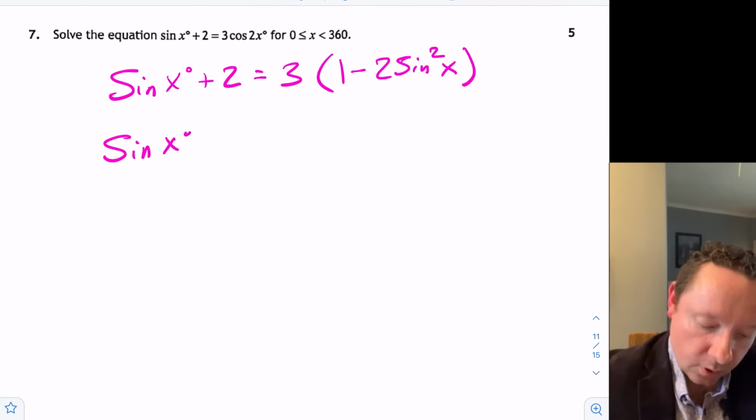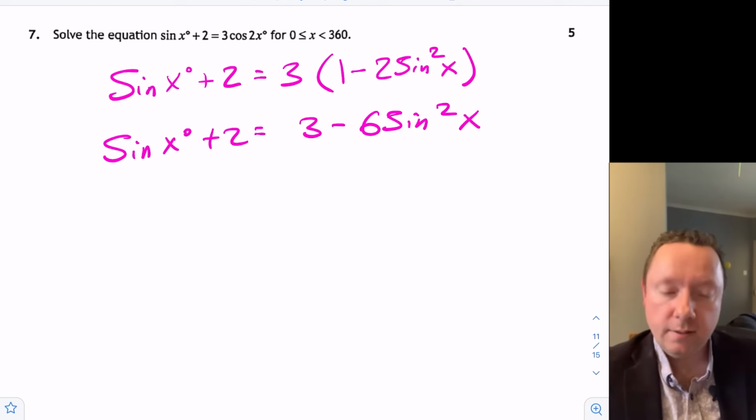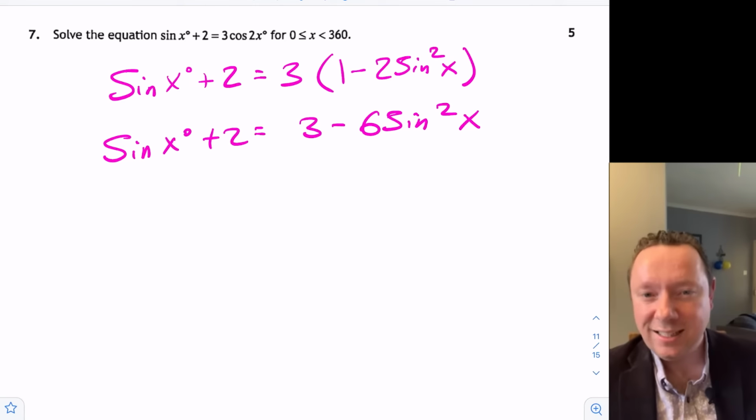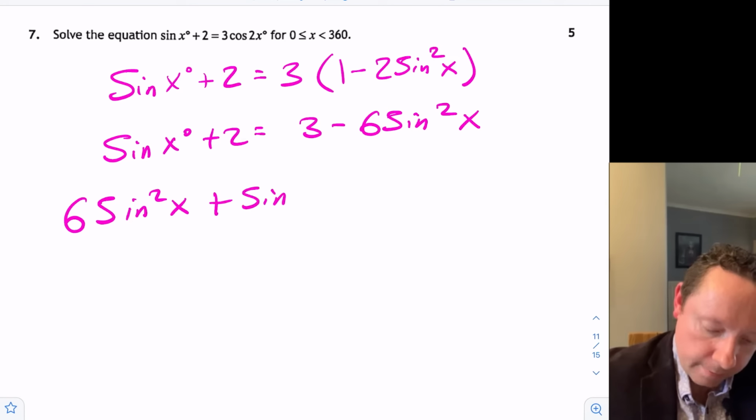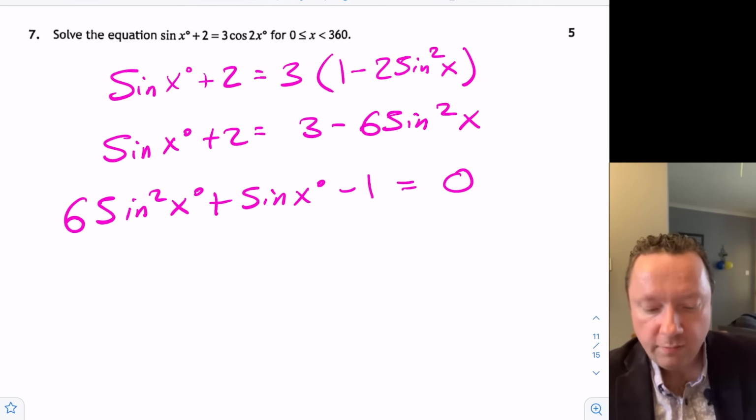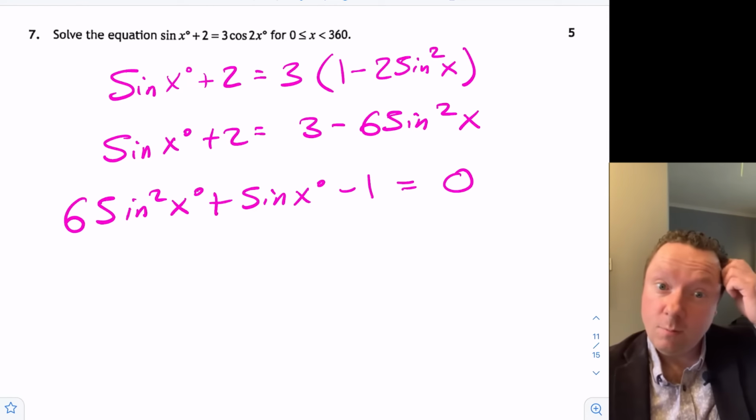Sin x plus 2 equals 3 minus 6 sine squared x. I'm going to take everything over to the right, because it's going to be a quadratic: sine squared, sine and a number. So taking the 6 across, I get 6 sine squared x, plus sine x, and we've got 2, then take away 3 is minus 1. And that equals 0. So we want to find how to factorise this, and it will be factorisable.